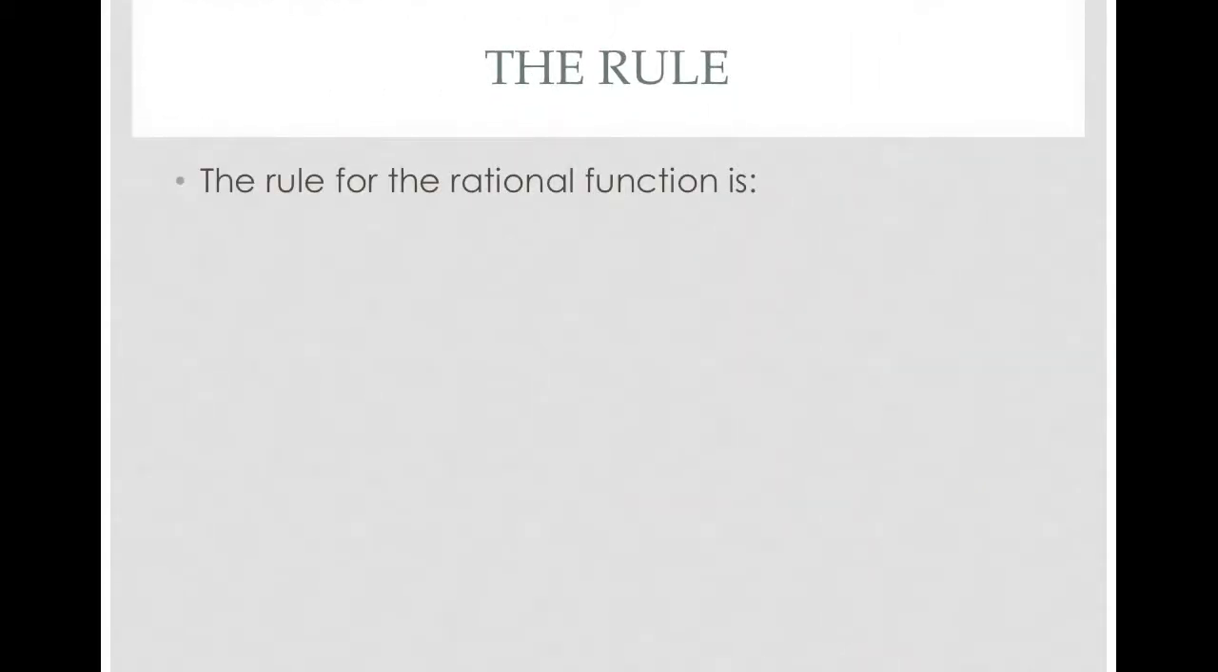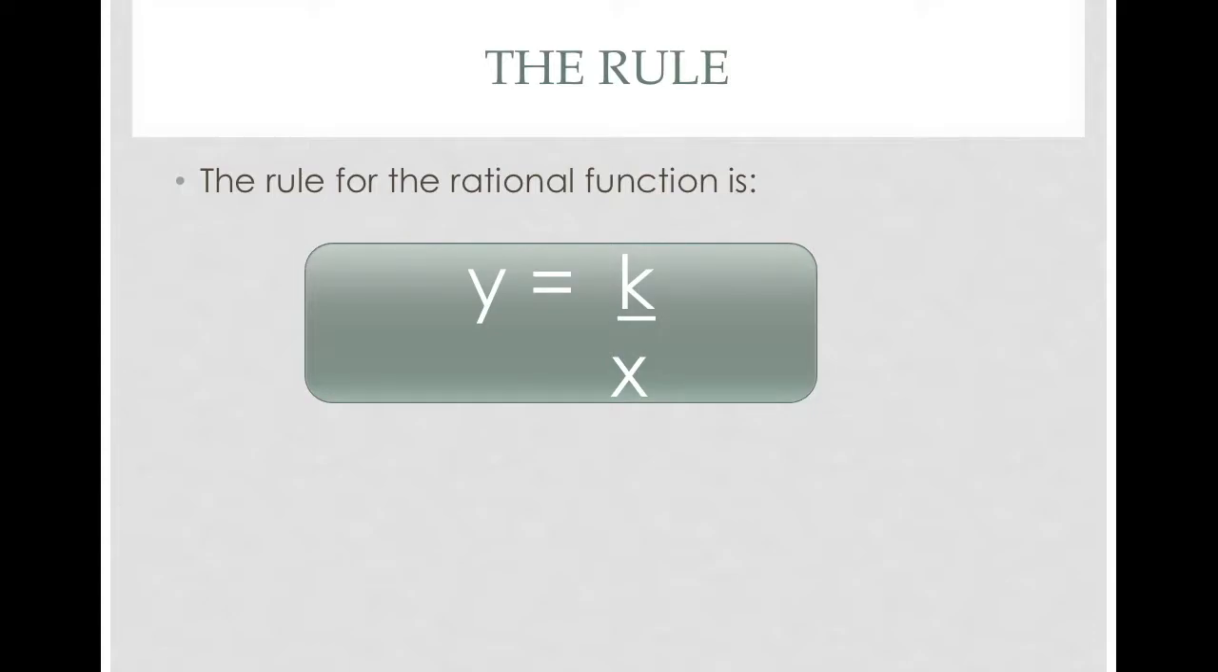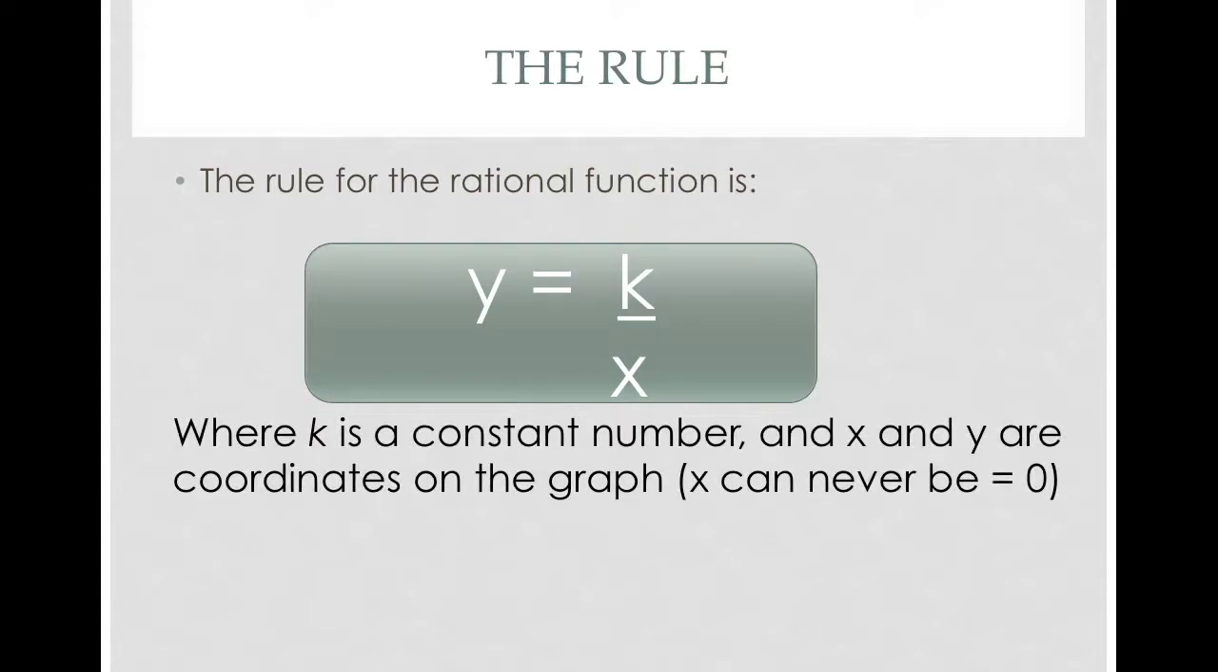The rule for a rational function is y is equal to k over x, where k is just some constant number and x and y are coordinates on the graph. It's very important to note that x can never be equal to 0 because you'll notice it's in the denominator. And when you have a 0 in the denominator, it doesn't exist.